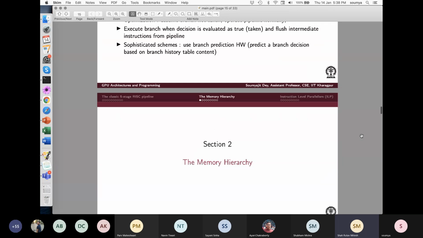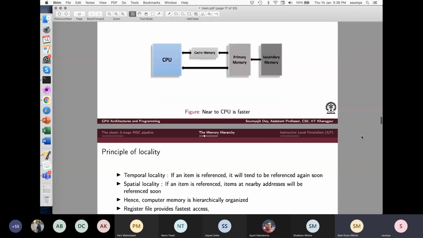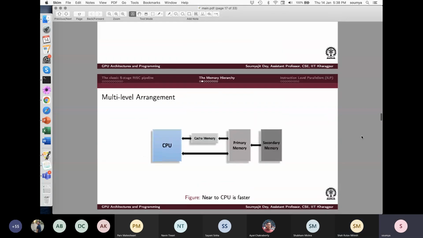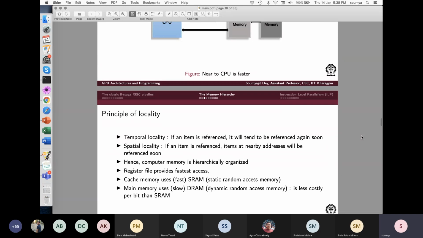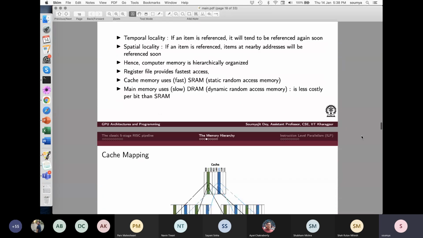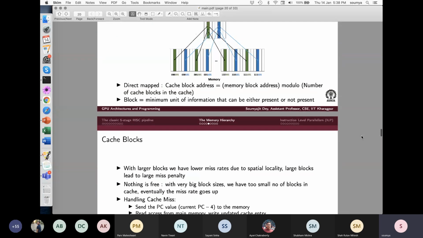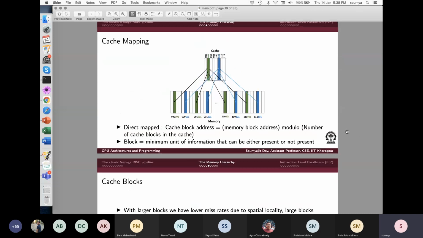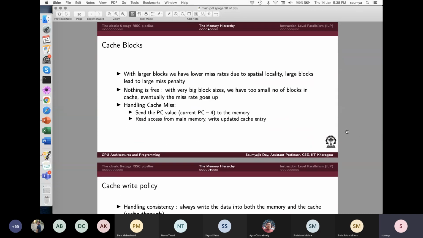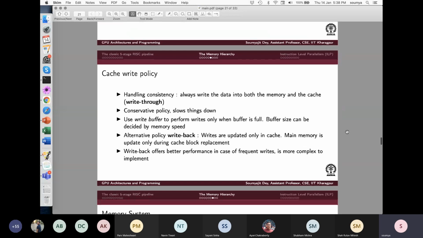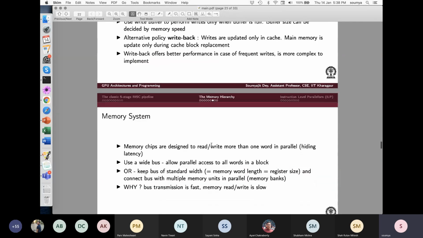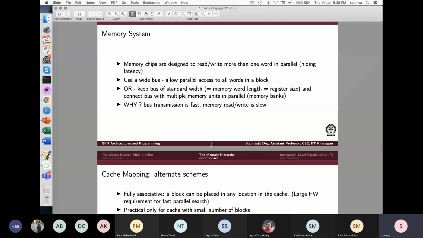Okay. Now the next thing which was important is memory hierarchy. So I believe we discussed the principle of locality and what the different possible cache mappings are, for example, and what the different cache write policies are. It can either be a write-through or a write-back policy, and how the caches are organized.